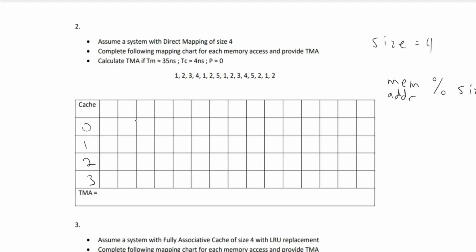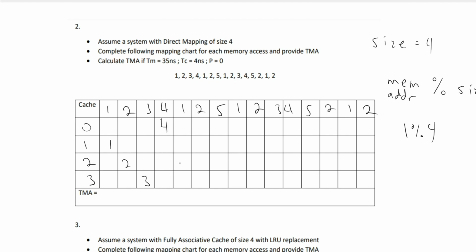Do you know? Or this top row? I believe it's to write the string. Oh yeah, okay. 1, 2, 3, 4, 1, 2, 5, 1, 2, 3, 4, 5, 2, 1, 2, right? Okay, so 1 mod 4 is just 1. So we put 1 here, right? 2 mod 4 is 2. Put 2 here. Let me clean that up. So 1, 2, 3. 4 mod 4 is 0, so 4 goes here, right?